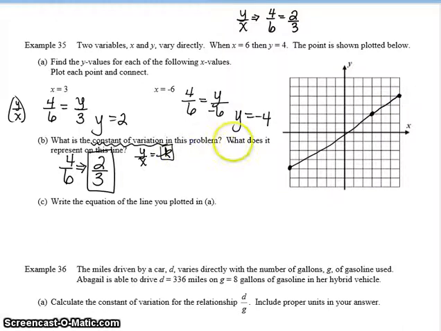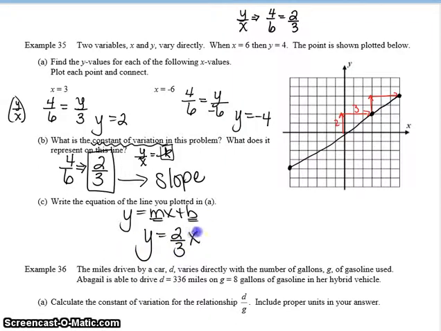Guess what 2/3 is? Part B: what does that represent? The constant of variation is its slope. Look, if you went up 2 over 3, that is your slope. So the constant of variation represents the slope. Write the equation of the line that you plotted in A. Remember, the equation of a line is y equals mx plus b, where m is the slope and b is the y-intercept. For this one, my slope is 2/3, and the y-intercept is at the origin, so it's 0. So this is the equation of my line.